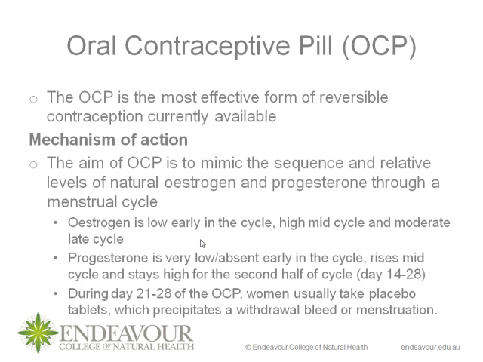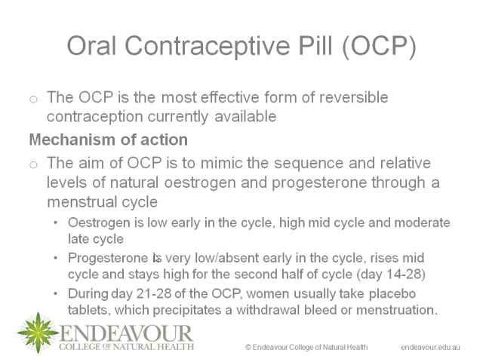So you'll see when we look at the different formulations, it is very similar to the natural system, where estrogen is low early in the cycle, high in the middle of the cycle, and in moderate levels later in the cycle. Progesterone, on the other hand, is very low to absent early in the cycle, rises mid-cycle and stays high for the second half of the cycle, days 14 to 28.